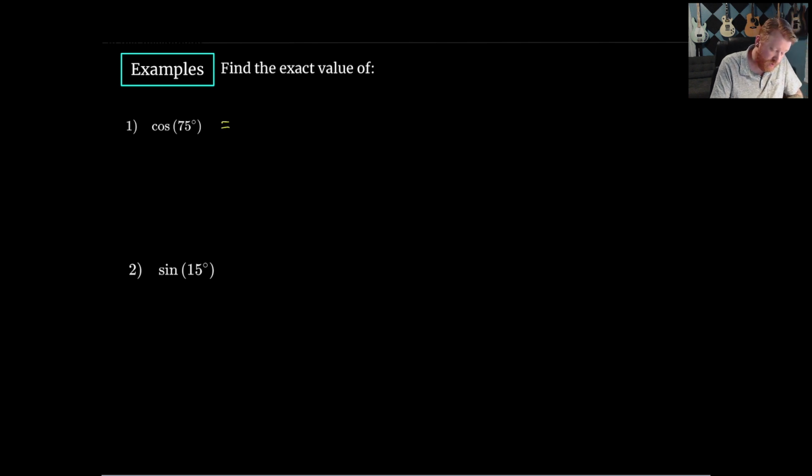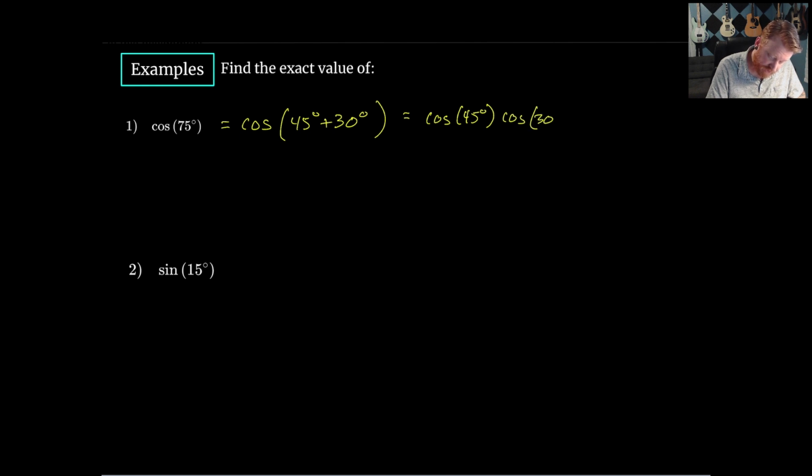So what I'm saying is that we could rewrite cosine of 75 degrees as the cosine of 45 degrees plus 30 degrees. And now we can use facts that we know about cosine of 45 degrees and cosine of 30 degrees and sines of those values to get what we want here. So these say the same thing. 45 plus 30 is going to give us 75. And now if I rewrite this in terms of the sum formula for cosine, we're going to get cosine of 45 degrees times cosine of 30 degrees minus sine of 45 degrees times cosine.